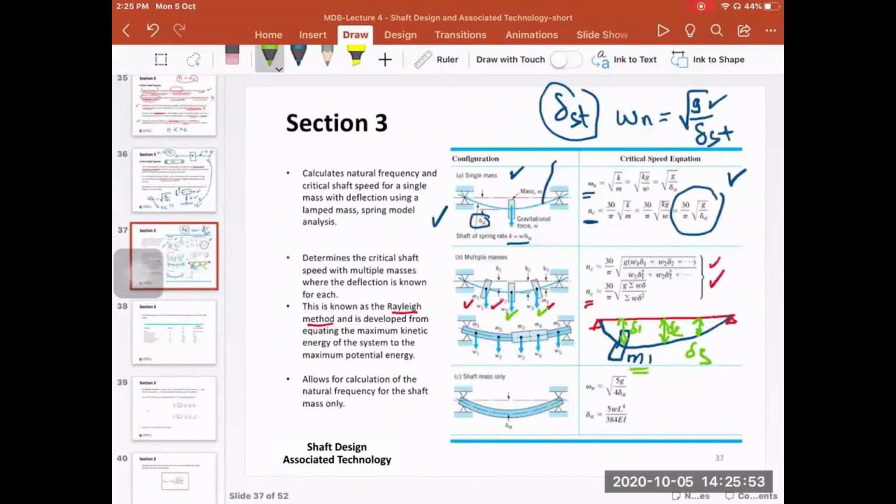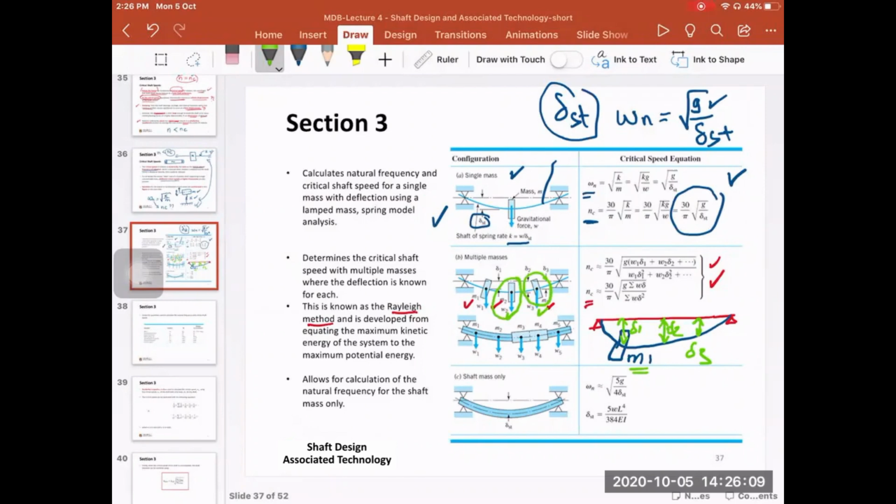And then next, you consider that you have M2 only. And then again, you find delta 1, delta 2, delta 3. And then third, you consider that you have M3 only, and then you find delta 1, delta 2, delta 3. You can give them different names.